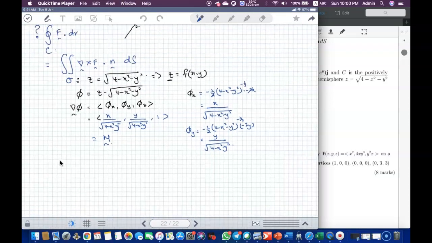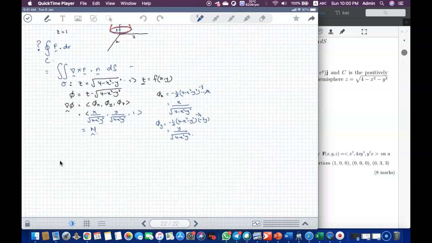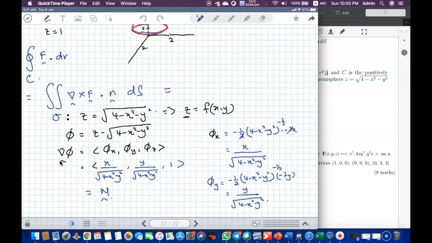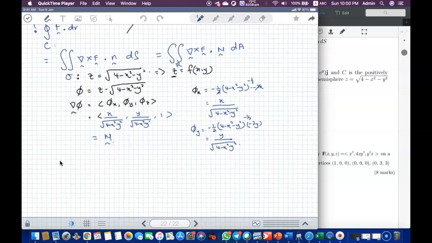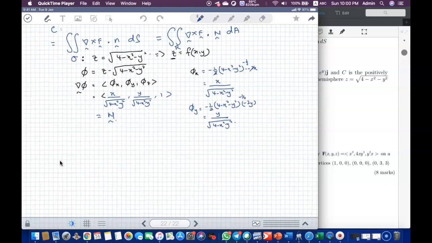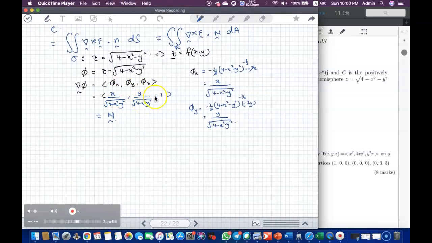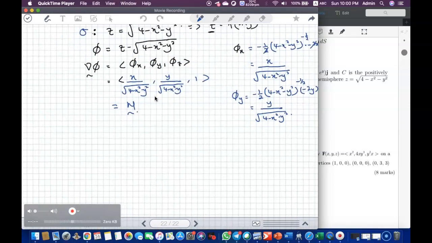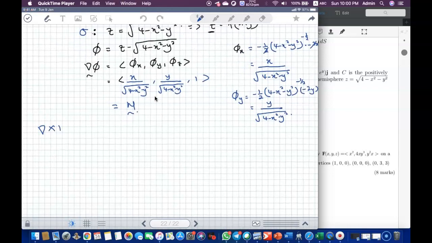So then we can say this will be our n. Now remember, for the surface integral, instead of working on the small n, we are working on capital N: curl F dot capital N dA over the region R. We already obtained the N, and then we want to compute the curl F.